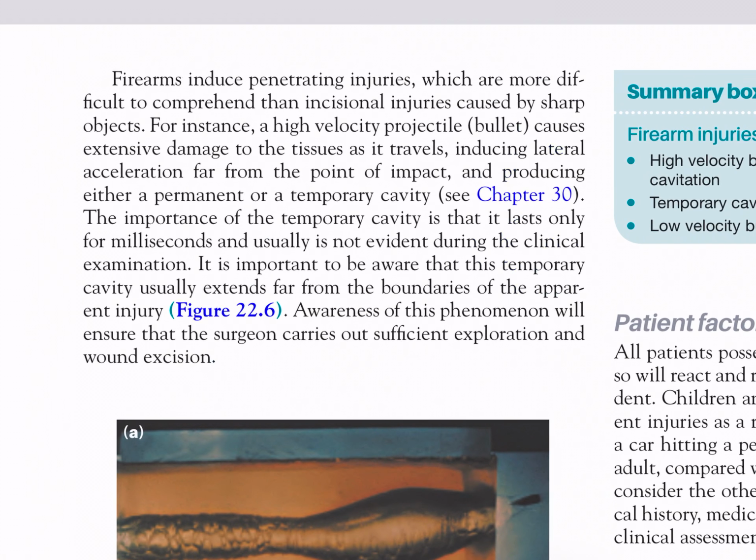Firearm-induced penetrating injuries are more difficult to comprehend than incisional injuries caused by sharp objects. For instance, a high velocity projectile bullet causes extensive damage to the tissues as it travels, inducing lateral acceleration far from the point of impact and producing either a permanent or a temporary cavity. The importance of the temporary cavity is that it lasts only for milliseconds and usually is not evident during the clinical examination. It is important to be aware that this temporary cavity usually extends far from the boundaries of the apparent injury. Awareness of this phenomenon will ensure that the surgeon carries out sufficient exploration and wound excision.